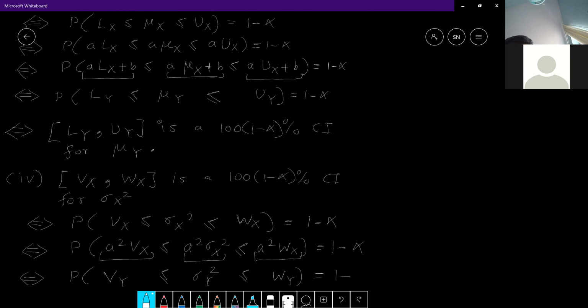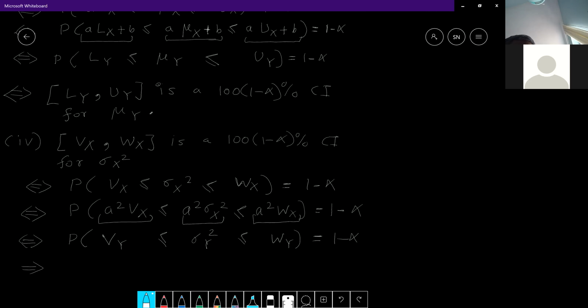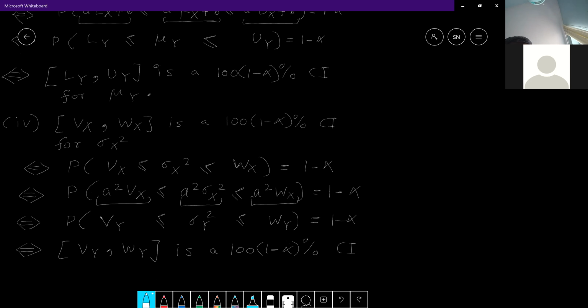Okay, so hence what we have shown is that the interval from Vy to Wy is a 100 times 1 minus alpha percent CI for sigma y squared. Okay. So that completes the proof for part 4.